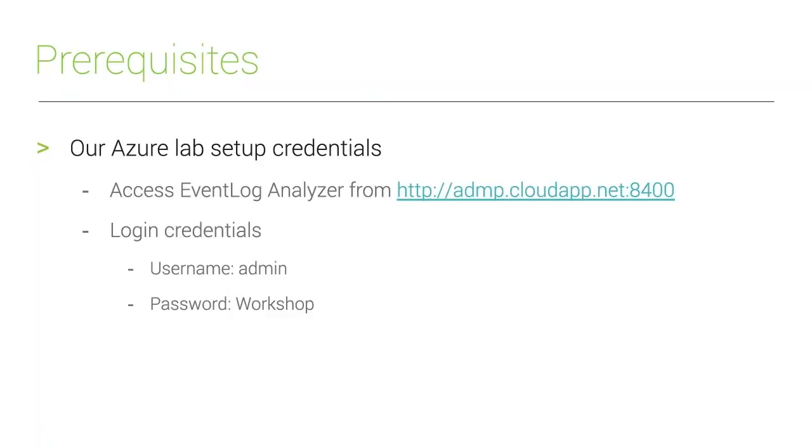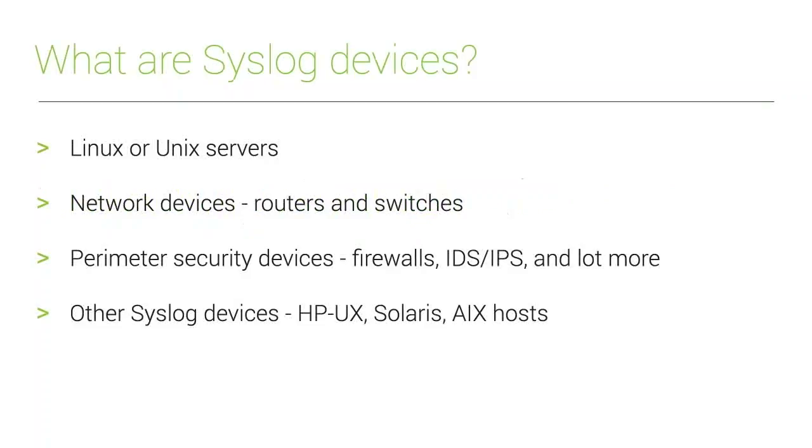Now let's move on to today's topic of collecting syslog data. As I said before, a syslog device can be a Linux or Unix server, network devices such as routers or switches, perimeter security devices such as firewalls, IDS, IPS, and a lot more. You can also have other syslog devices such as HP Unix, Solaris, or AIX hosts. For all these devices, configuring the syslog service is pretty much the same with a few tweaks. Analyzing the logs from these sources requires the configuration of syslog services. Let me demonstrate the procedure.